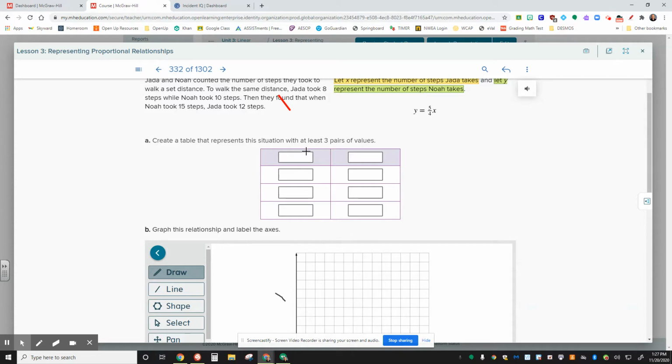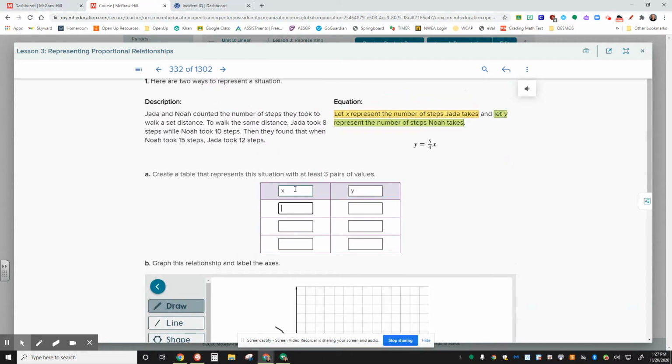Okay, well, looks like we're doing something a little bit different. So in this case right here, this table, we would see that these are the x coordinates and these are the y coordinates. So as we build this, what we want to make sure that we do is everything that comes into the x column is only steps that Jada takes. We know that Jada took 8 steps, and then she took 12 steps. And then hopefully we can start to see a pattern developing.